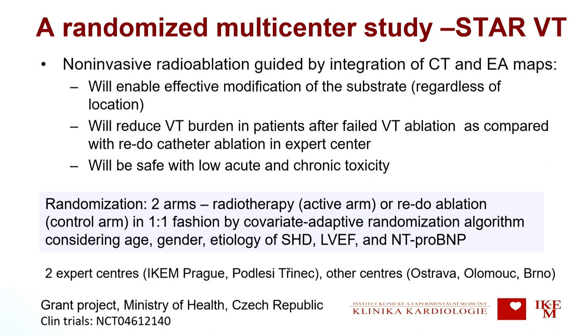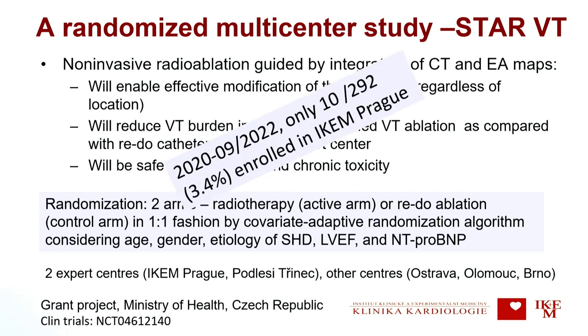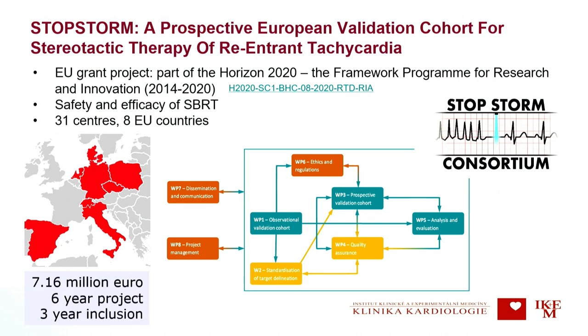We are running a randomized trial, which is called STAR-VT, in our two centers, and we have some satellite centers. And the problem is to recruit patients into this trial. It's already 3 years, and we have, I don't know, about 14 patients altogether now in 3 years. And only about 3% of patients in our institution were recruited to the trial. So all others had successful ablation without recurrences.